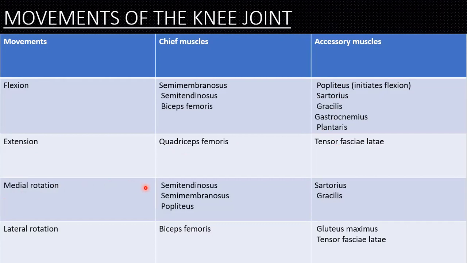Medial rotation is by the semitendinosus, semimembranosus, and popliteus, assisted by sartorius and gracilis. Lateral rotation is mainly by biceps femoris, assisted by gluteus maximus and the tensor fasciae latae via the iliotibial band.